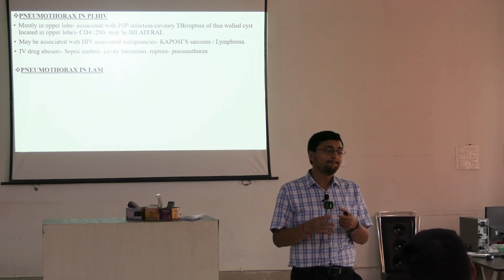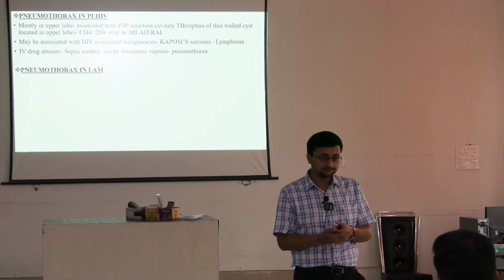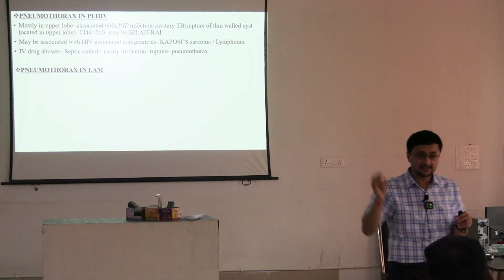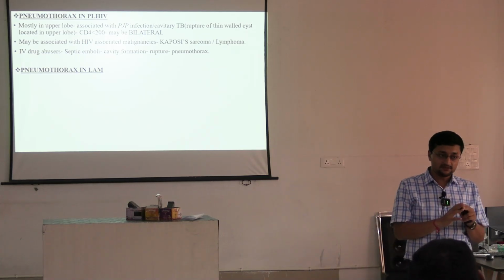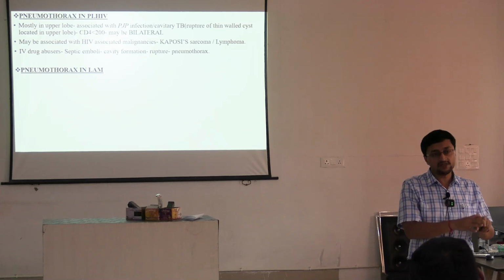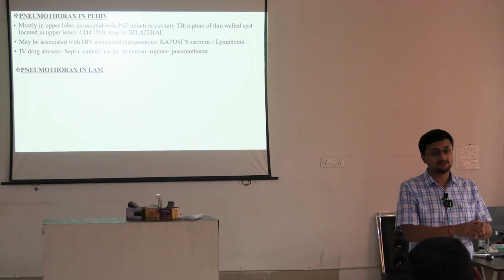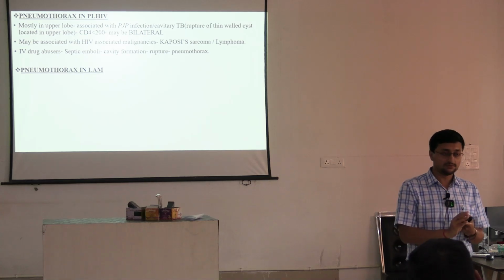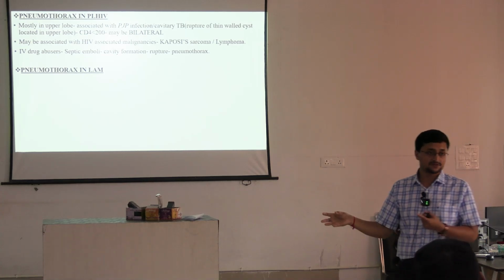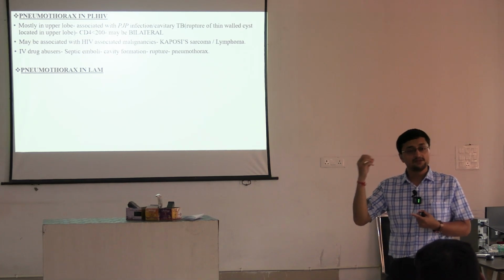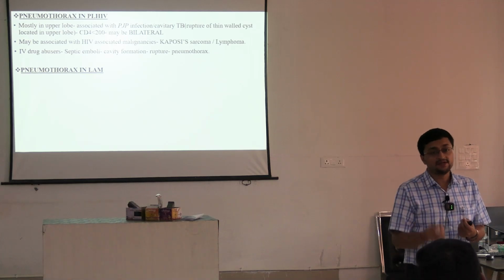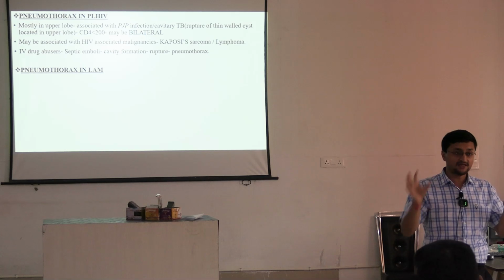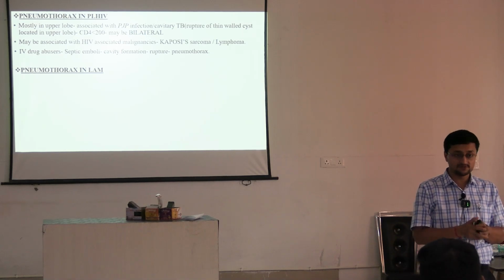So here, due to mutation, there is formation of multiple cysts inside the lung cavity. Not only that, the lung is not the only organ that is affected, but renal angiomyolipoma is another feature of tuberous sclerosis, and cerebral subependymal nodule, shagreen patch. So these are the criteria for defining TSC, tuberous sclerosis.